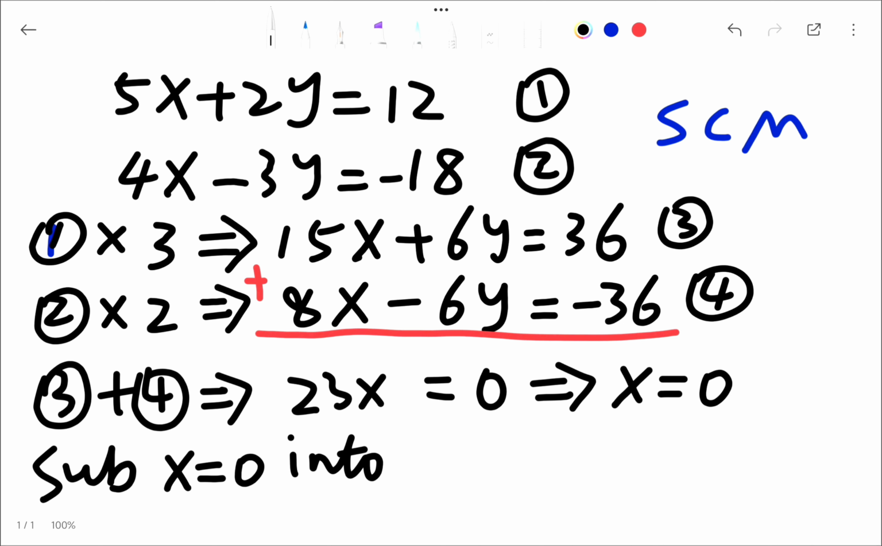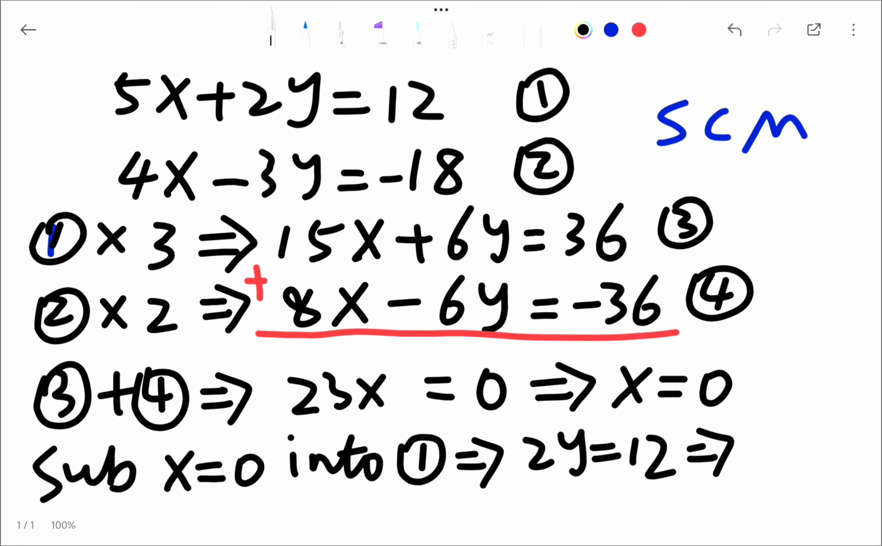Always go with the one with the smaller numbers. In this case, because x is going to be 0, it doesn't matter which number it's multiplying with. But I'm just going to go with equation 1 because the numbers are a little bit smaller. And this gives me 2y equals 12, which again is y equals 6. Okay. Problem solved. You can check the answer by putting them back into the original equations and see if two sides are equal.